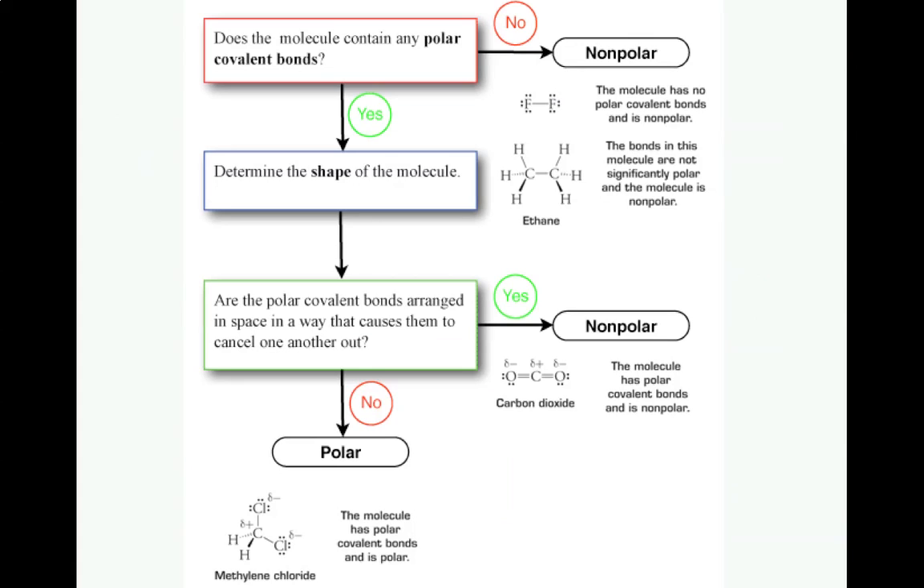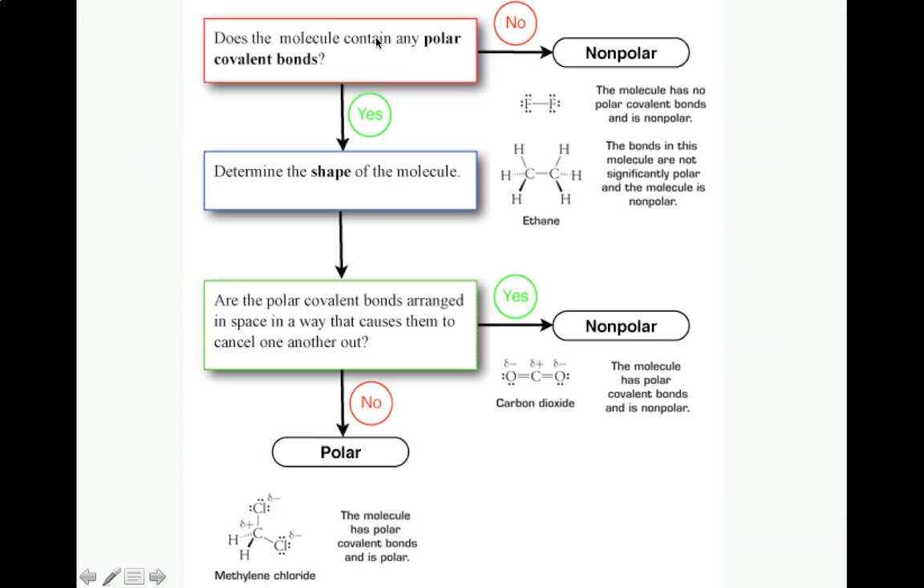So a nice flowchart is in your note packet that we can use to ask ourselves whether things are polar or nonpolar. First, does the molecule contain a polar bond? If it doesn't, then we know it's going to be nonpolar, and an example would be our diatomic molecules, or ethane, where there's not a significant difference.